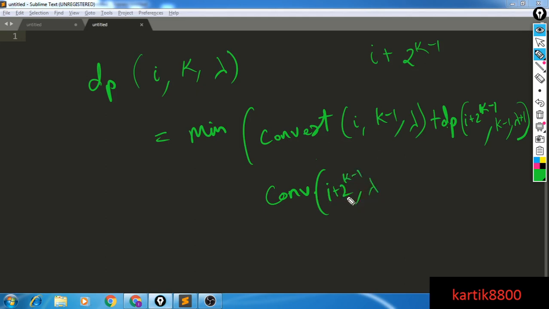Convert all the half starting here to lambdas. This half has a size of 2 power k minus 1 converted to lambdas, plus what is the minimum cost to convert the string starting at i, or the first half, to lambda plus 1 good string. So this is your DP solution.